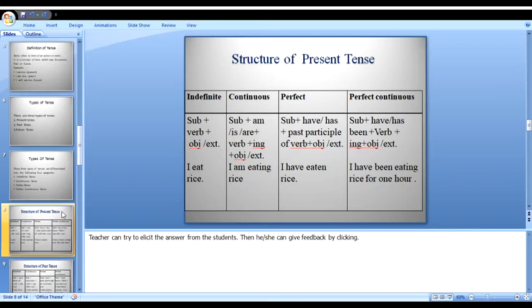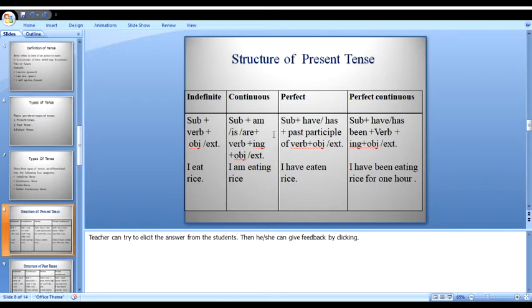So, what is present indefinite tense? Present indefinite tense denotes an action in the present time or habitual truth or eternal truth. And the structure of this tense is subject plus verb plus object or extension. For example, we can say I eat rice. I is the subject, eat is the verb, and rice is the object.